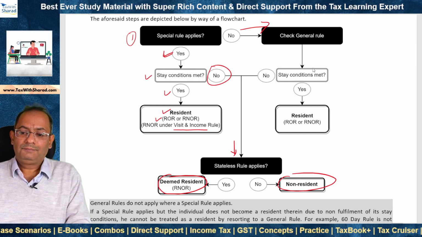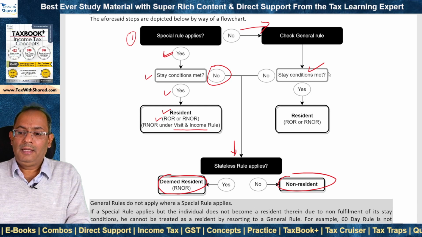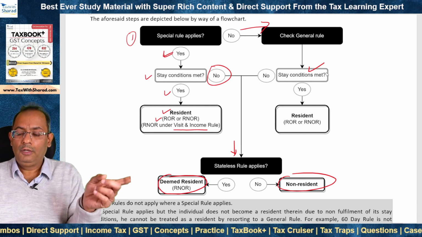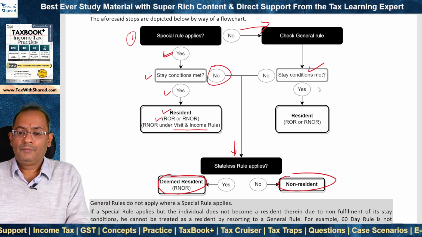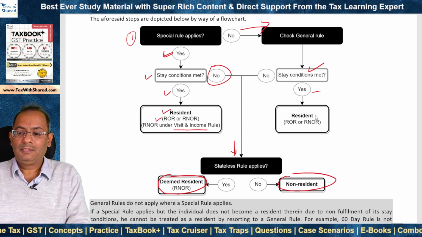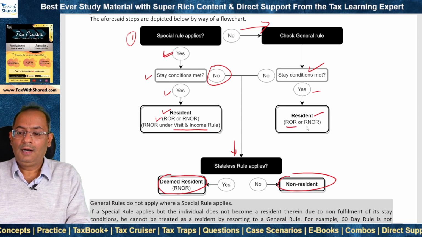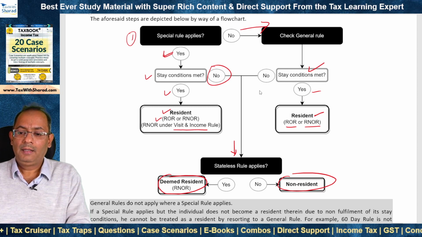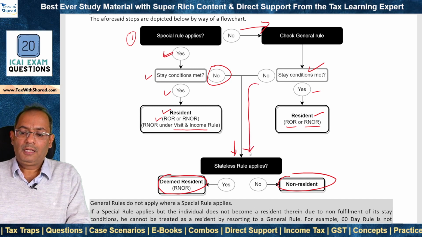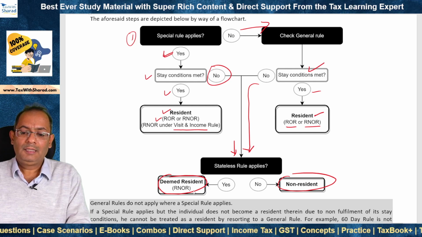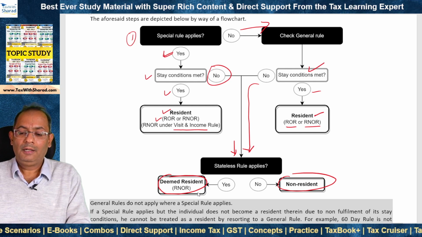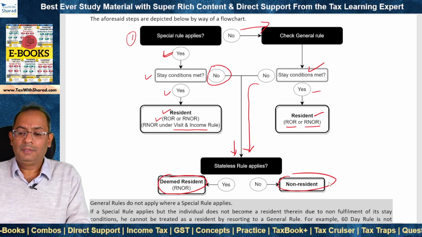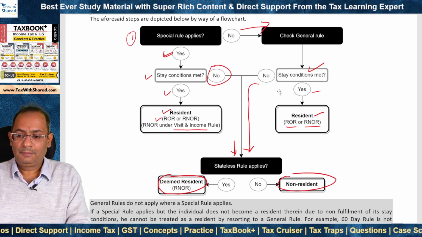In that case, we check whether the stay conditions under the 182-day rule or the 60-day rule are met. If yes, then the person is classified as a resident and further a ROR or RNOR. If the stay conditions are not met, then we move and check whether the stateless rule applies. If yes, then the person becomes a deemed resident, RNOR, else the person becomes a non-resident.